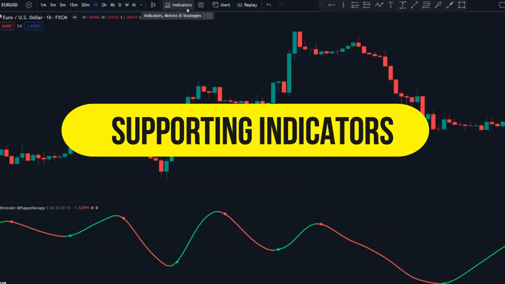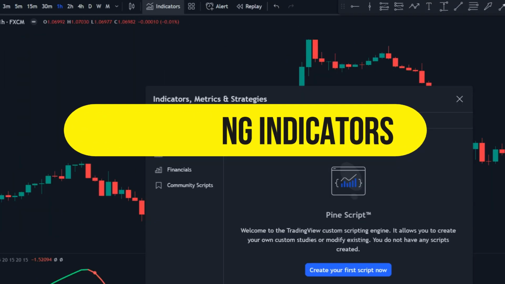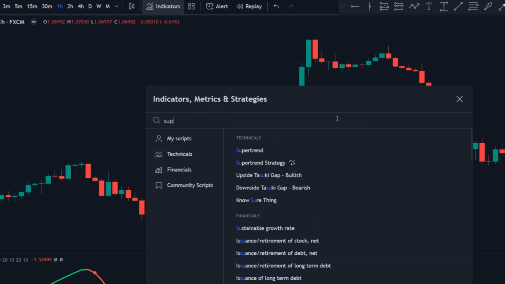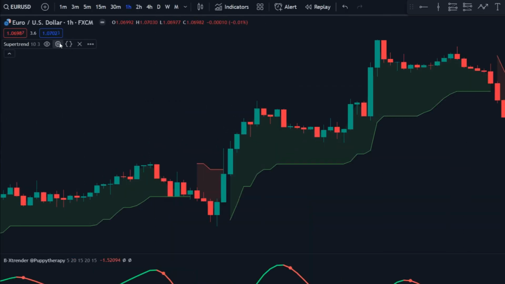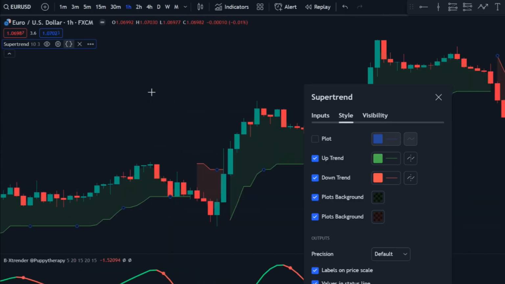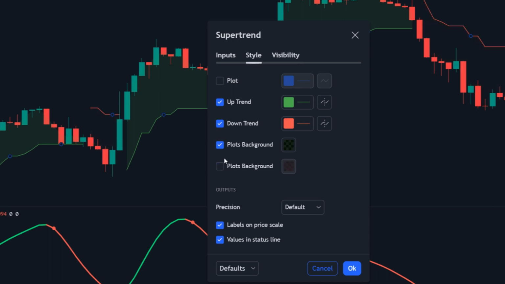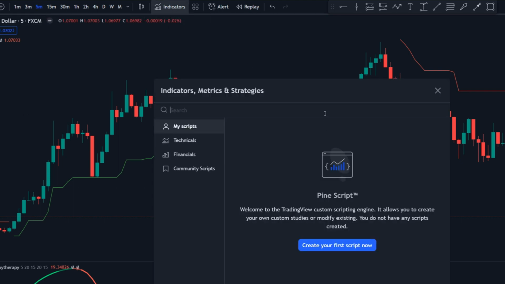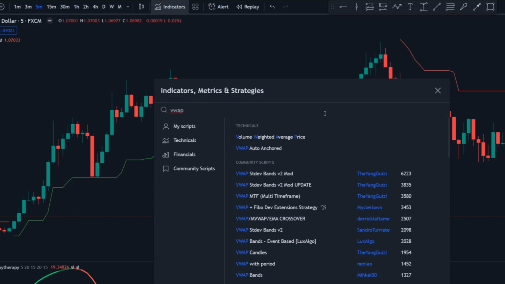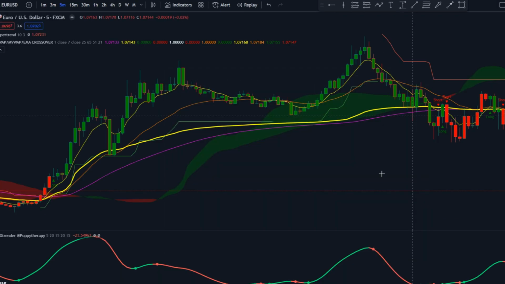Now we need to add supporting indicators. Head over to the Indicators tab and search Super Trend and add this one to your chart. After that, go to its settings and uncheck the backgrounds and then hit OK. And for our daily trend bias, our last indicator is VWAP. So go to the Indicators tab and search VWAP and add this one to your chart. Next, go to its settings and apply this on your chart.